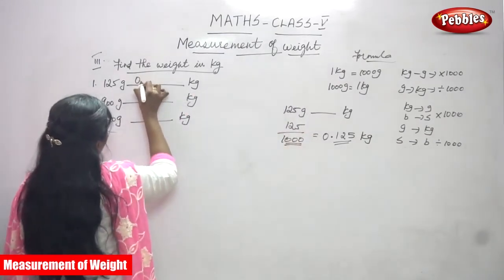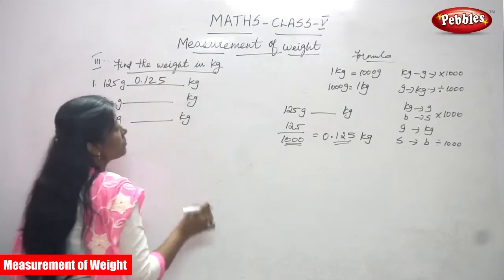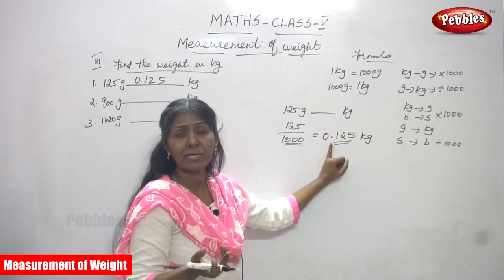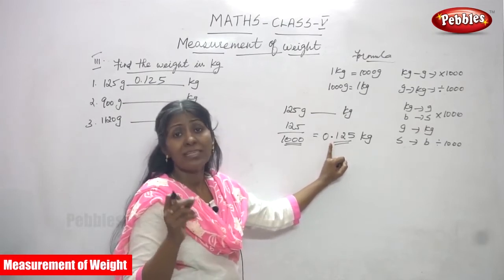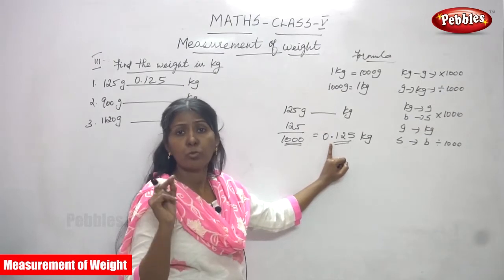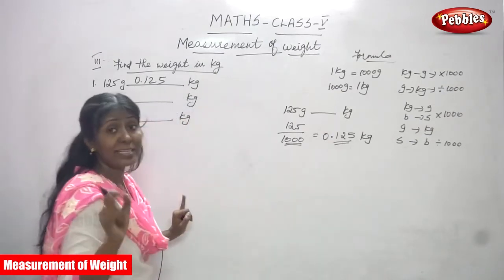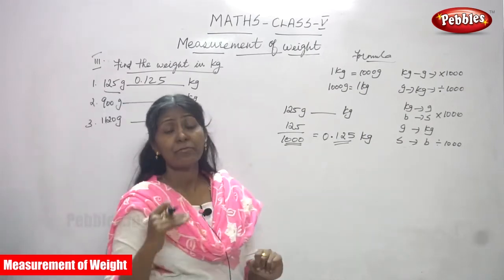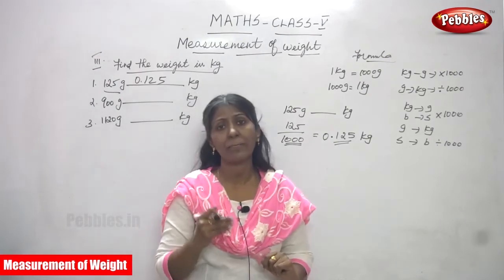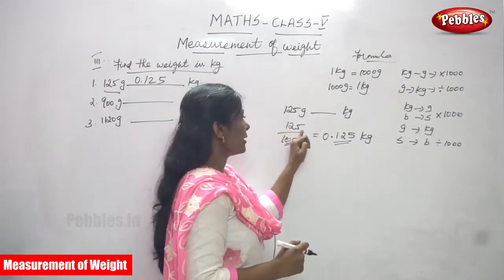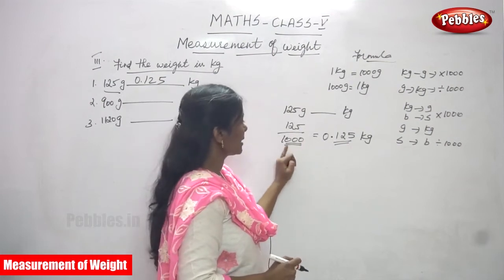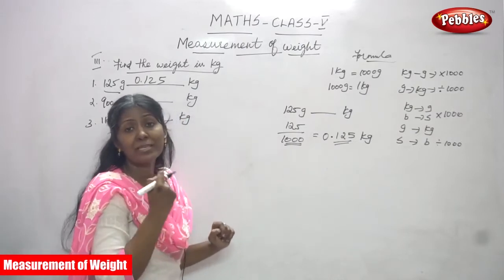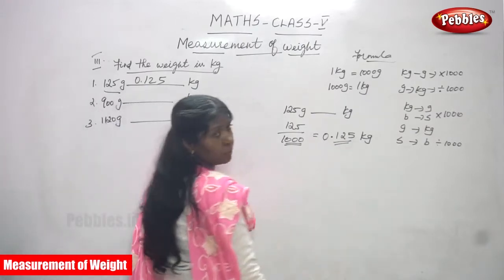The answer is 0.125. After the point is the decimal, and the numbers you have written you have to read. Sorry, 0.125 kilogram. So 125 gram is converted into kilogram. That means you have to divide by 1000. I've told you 1000 has 3 zeros, so you move 3 decimal places to the left. So 0.125 kilogram. That's it.